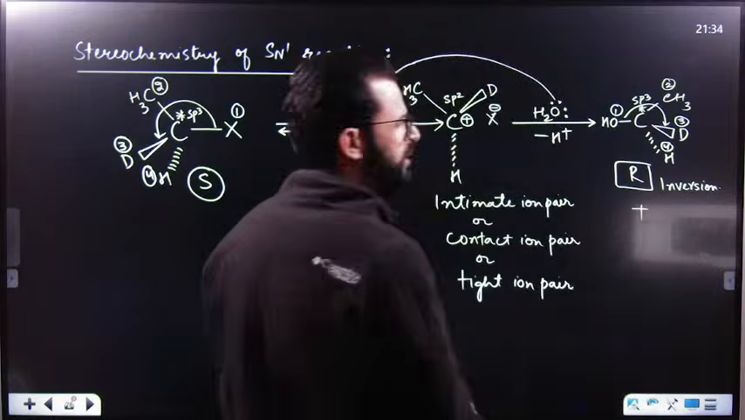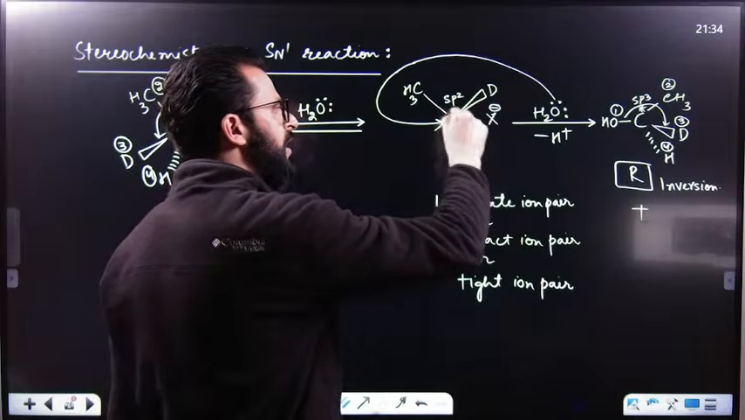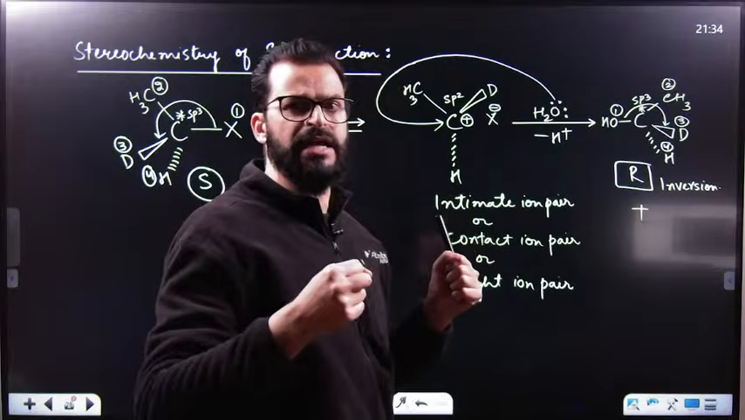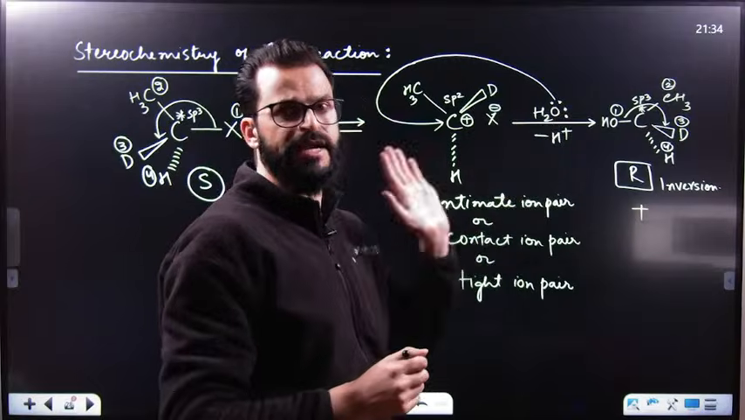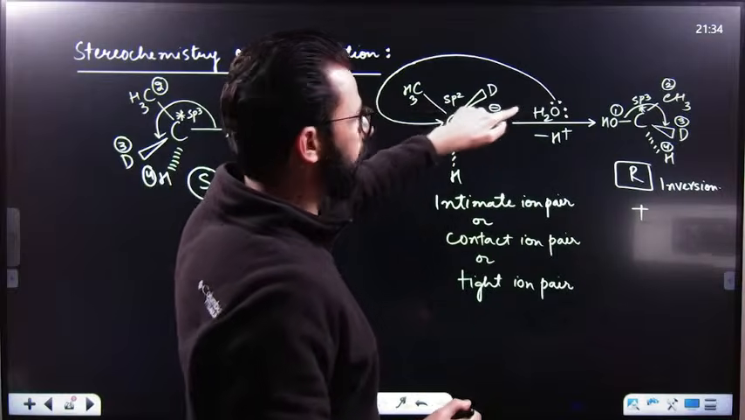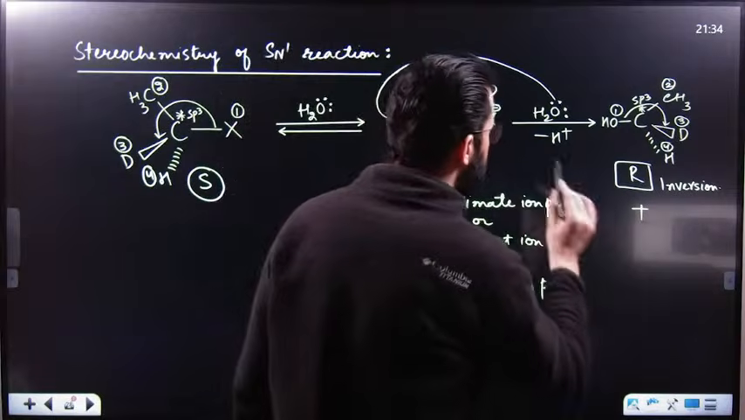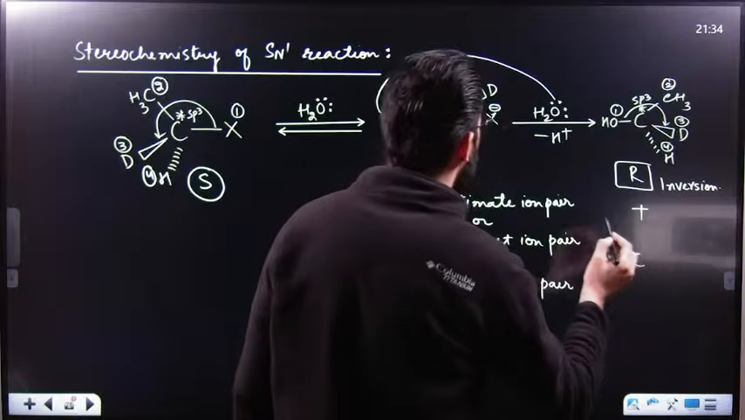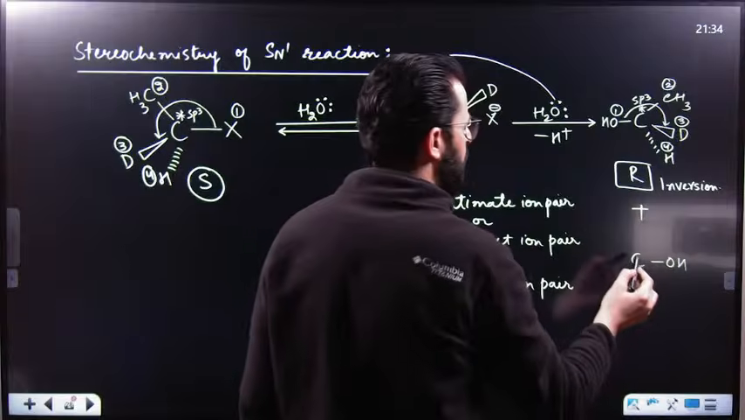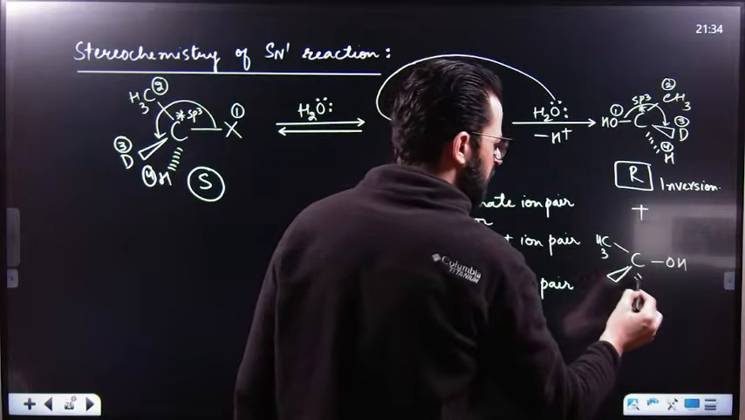But after some time, water molecules or solvent molecules will solvate this ion, and they will separate these ions. When they separate these ions, the leaving group will leave at that time. The carbocation will be attacked by the nucleophile from the front side as well as the back side and in equal proportion. That means after some time, attack can be back side as well as front side.